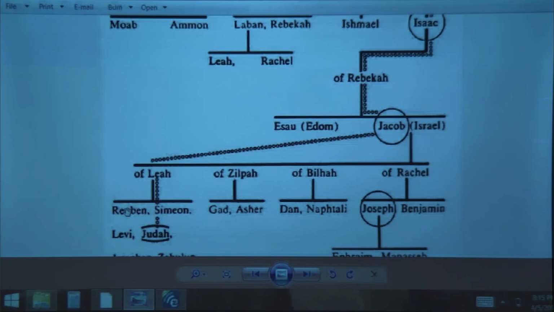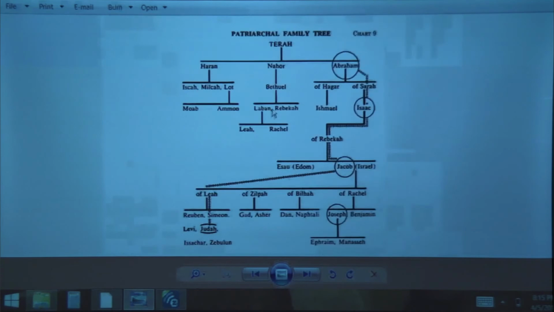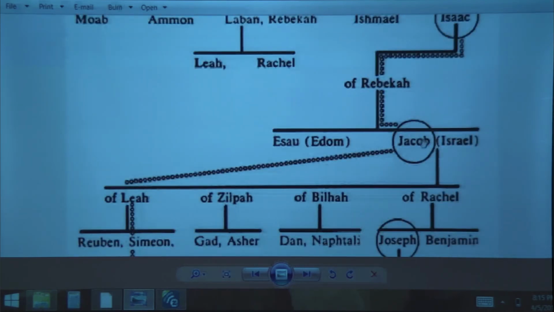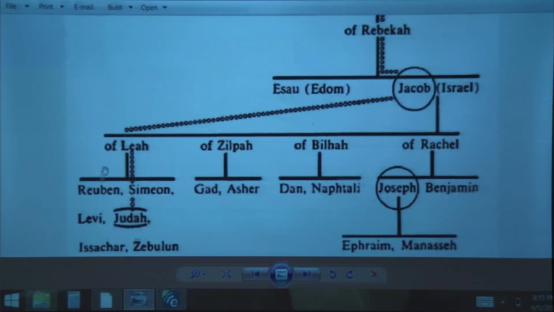Reuben should have gotten the firstborn blessing. But what happened, if you follow this dotted line here, this is the line to Christ. We had Abraham and Isaac with Rebekah. The dotted line goes to Jacob. Over here it goes to Leah. Leah goes to Judah, and Judah was the great-great-grandfather of King David. So this is our lineage to our Messiah.